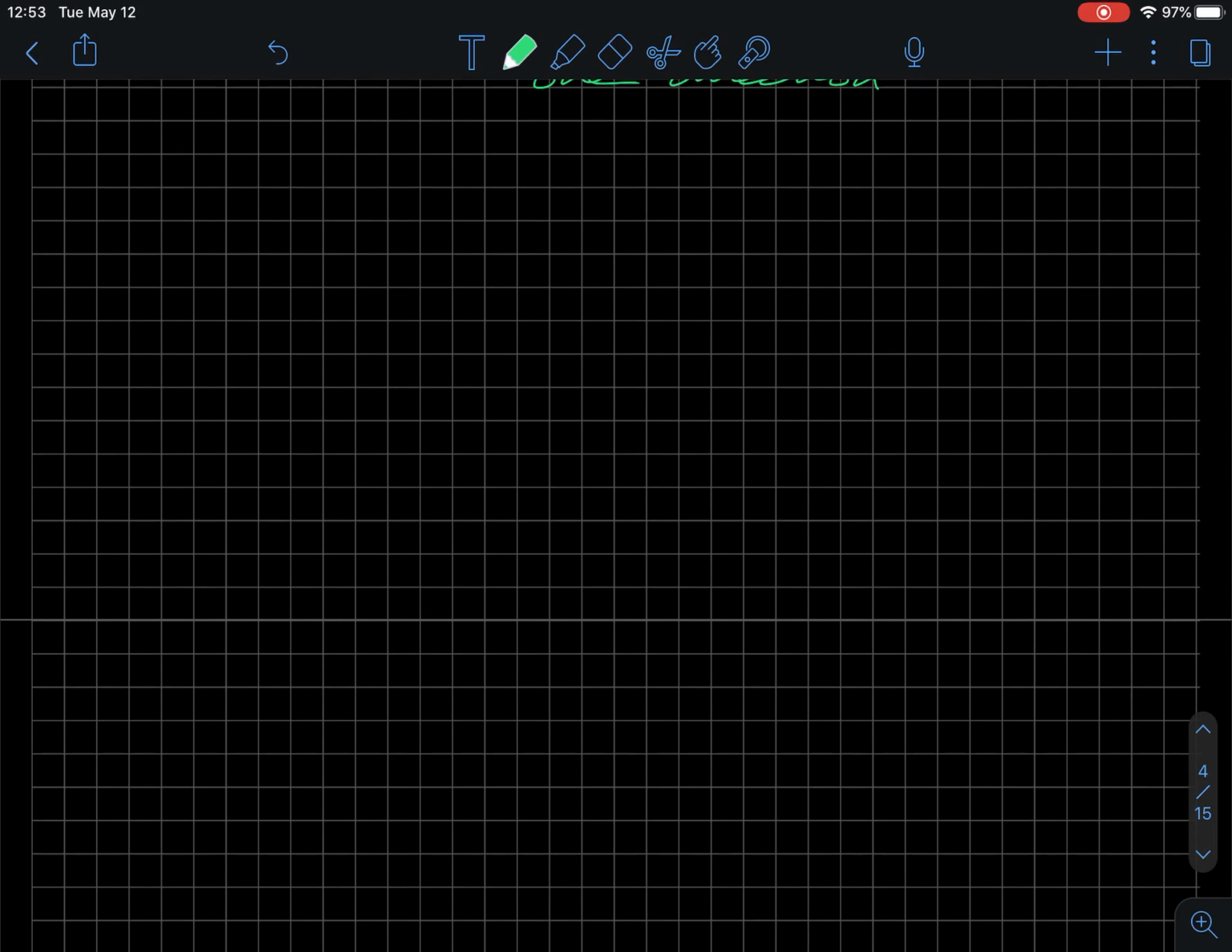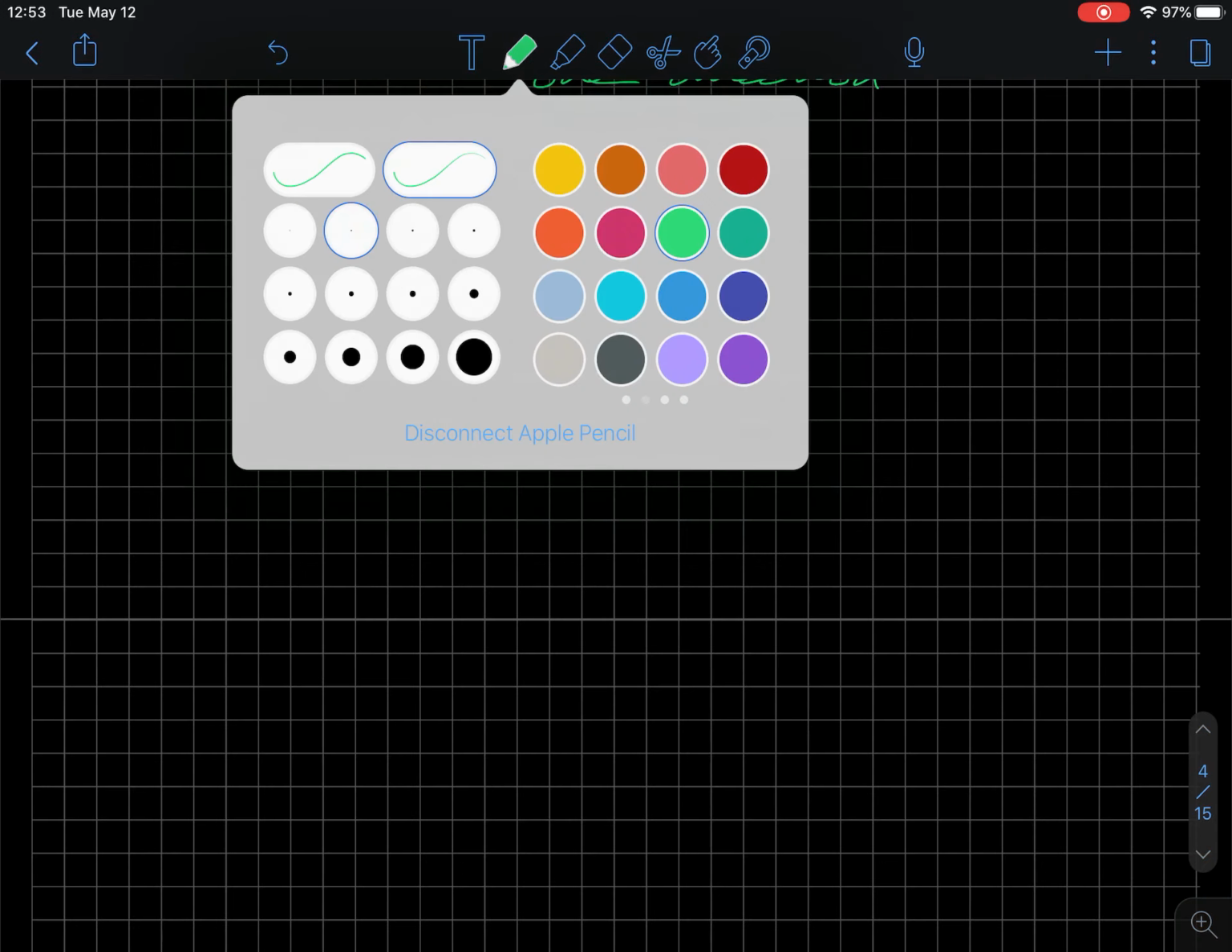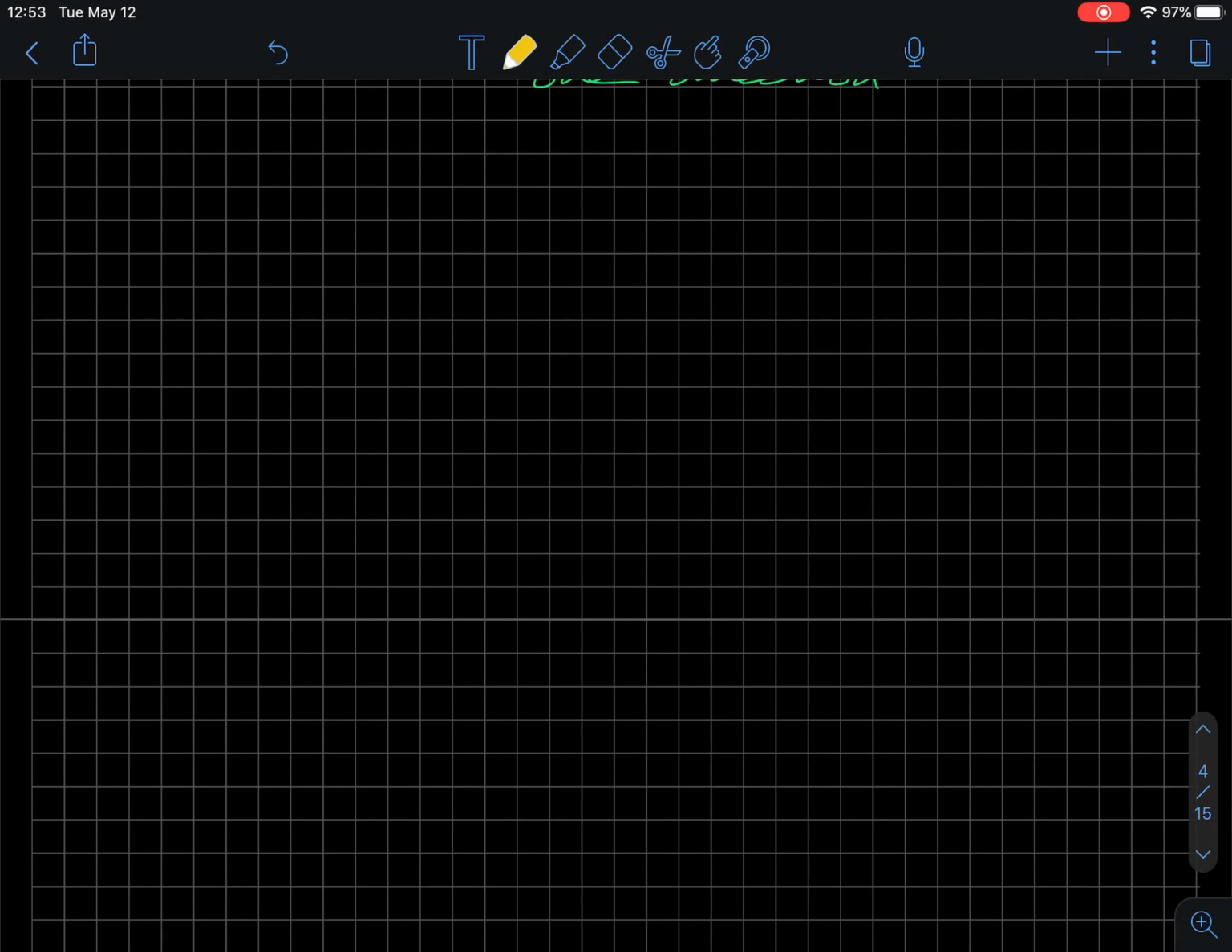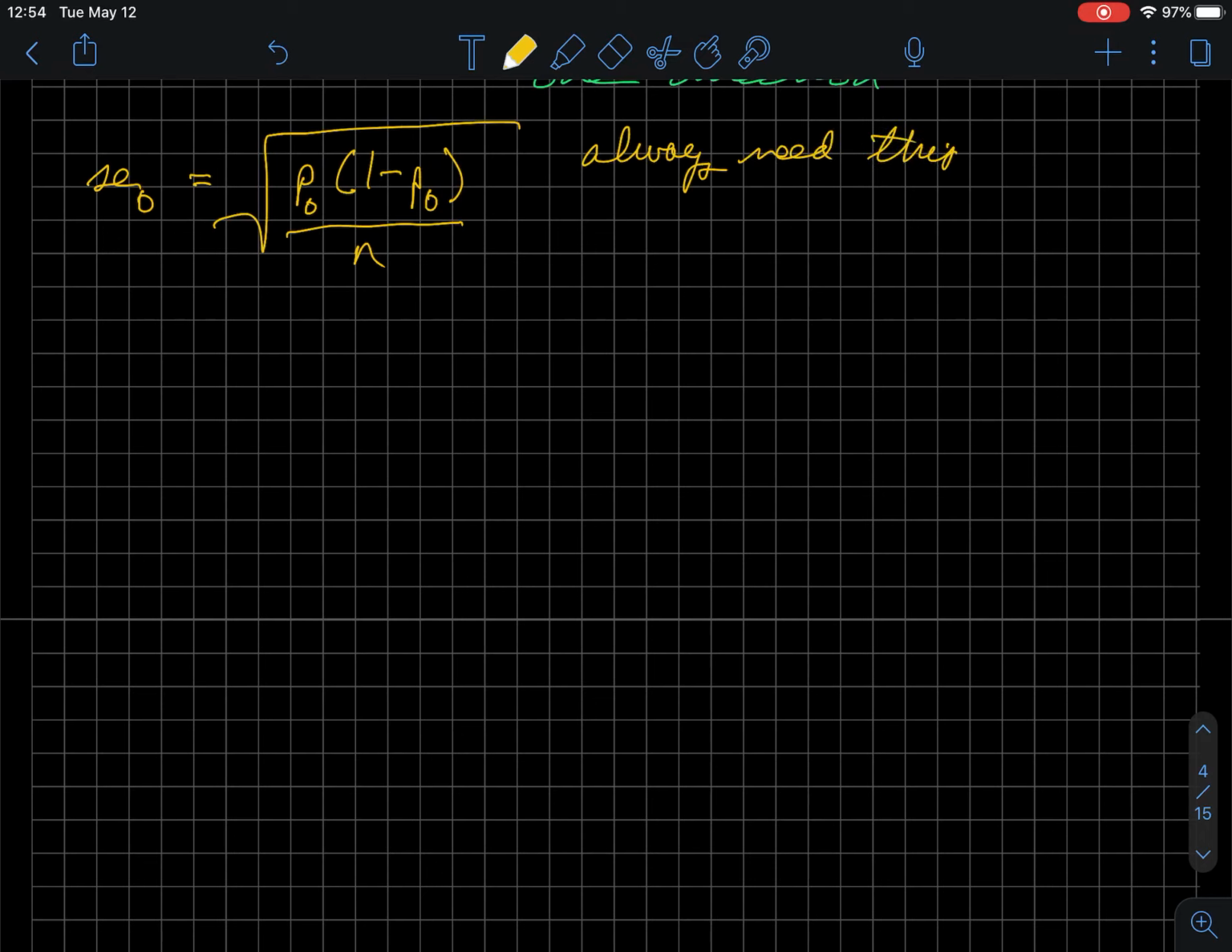So when we think about this, we usually do the first thing. Like most problems, what we have to do is first find the standard error of the null hypothesis. And this is going to look very familiar. We find the proportion value, multiply it by its complement, divide by the sample size, and then take the square root. So we always have to find this first. We always need this info. If we don't have this, we can't figure out the problem.